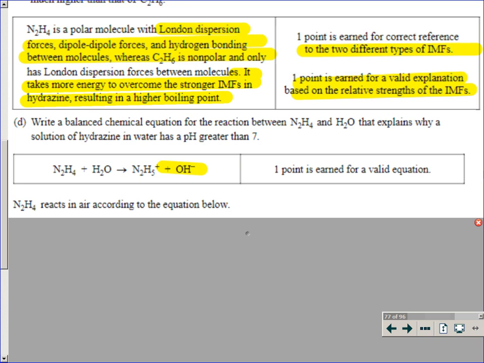Part D, they told you to make it act as a base because they said pH had to be greater than 7. Literally, you just have to say, okay, Brønsted-Lowry bases accept H plus from the water. Water is amphoteric. It can act in both ways. So water donates its H plus here, makes N2H5 plus and an OH minus. Make sure you have your charges there. Because your explanation was not needed, your reaction was your explanation.